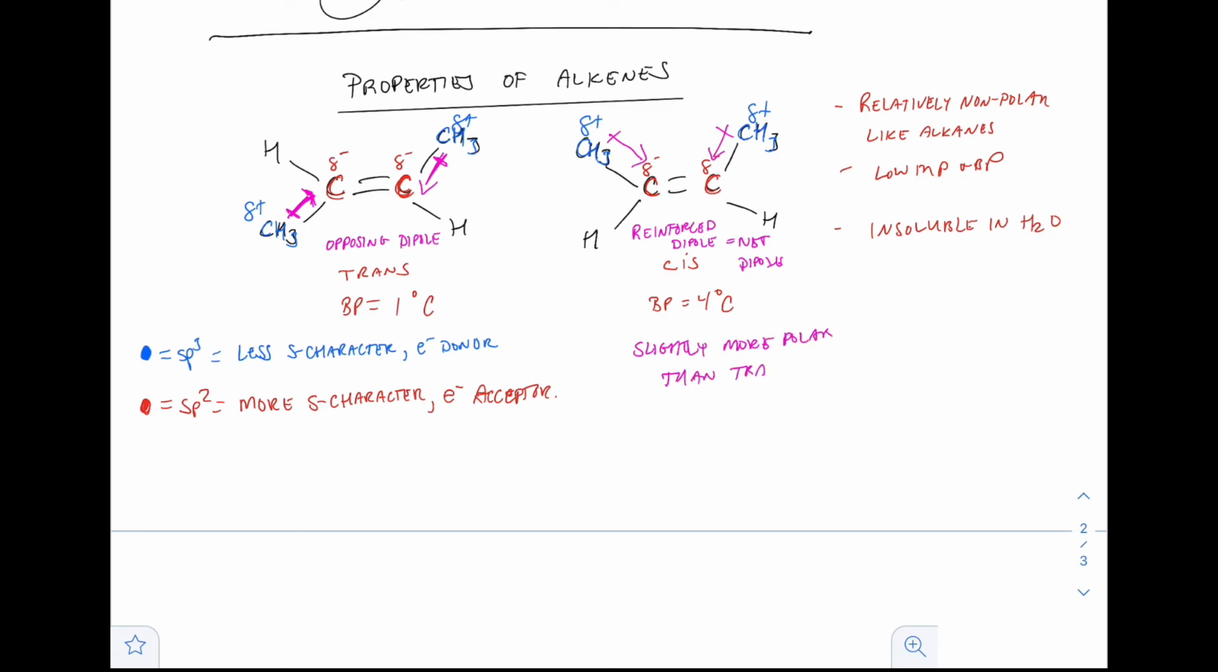So what does that mean? It means that it's slightly more polar than the trans, and that's why we get that 3-degree difference in the boiling point. Okay, so that's really the only thing different about alkenes in terms of what you might expect. You can have a slight dipole giving cis compounds a subtly different melting point or boiling point.